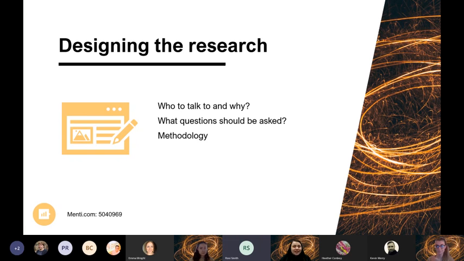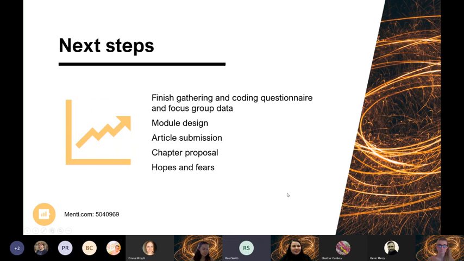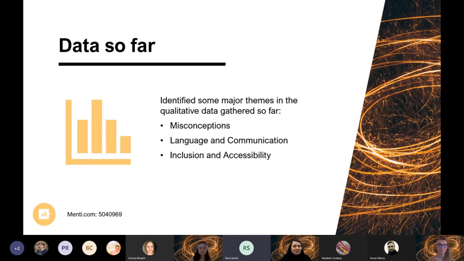So, the data so far that we've collected. This is on the next slide, lovely. We identified a few major themes from the interview data. These included misconceptions, accessibility and inclusion, and language and communication.